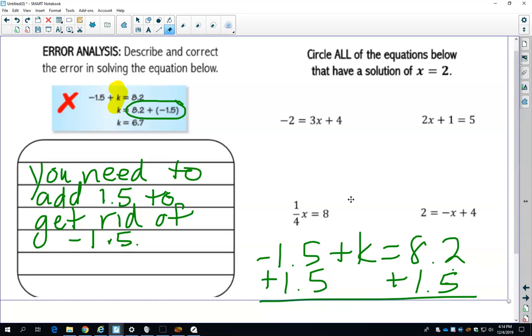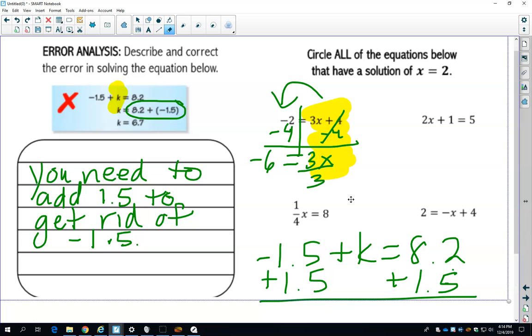All right. Next one, we're looking for all of the equations that have a solution of x equals 2. So we're going to solve the equations. This side, I'm going to subtract 4 from both sides. This cancels out. Again, we decide what to do based on the side with the variable. This side has the variable, and whatever we do here, we're then going to do on the other side. So now we get 3x is equal to negative 6. We're going to divide both sides by 3, and we're going to get negative 2 equals x. So this would not be an equation that has a solution of x equals 2.